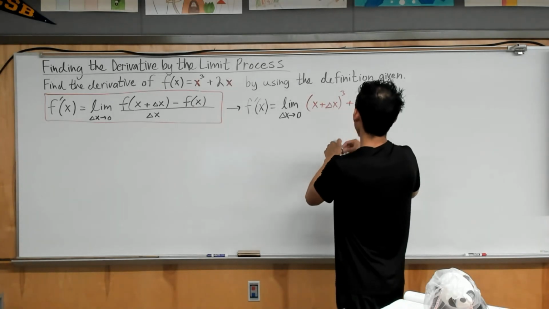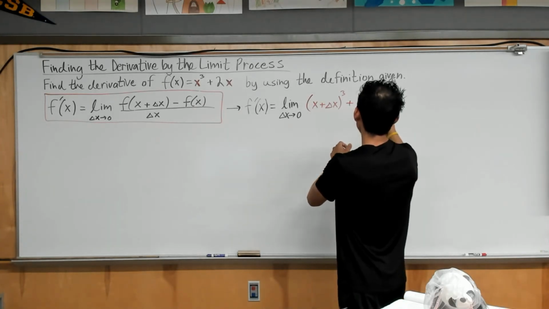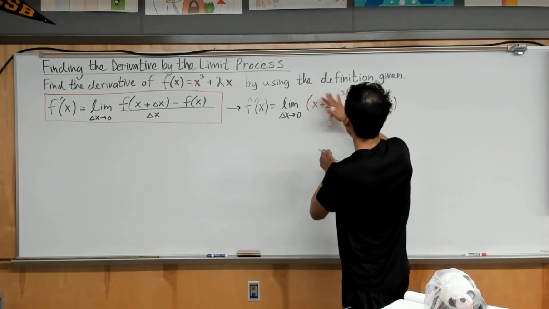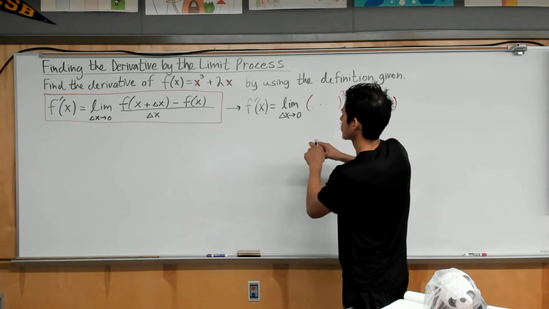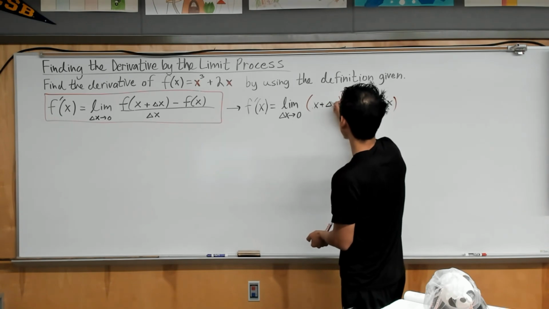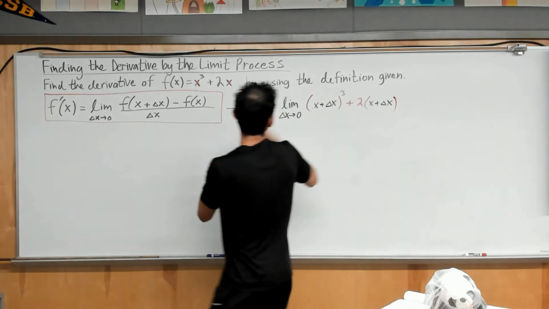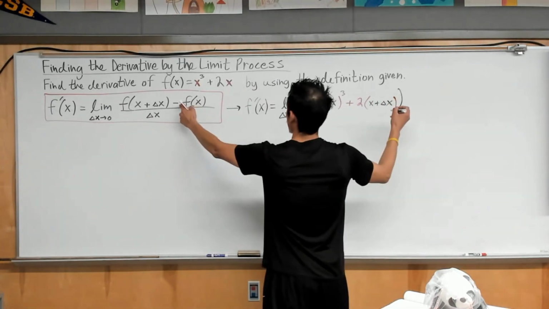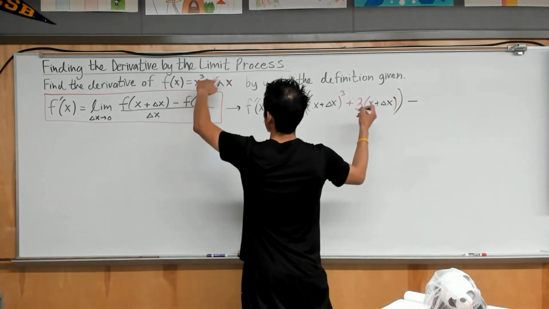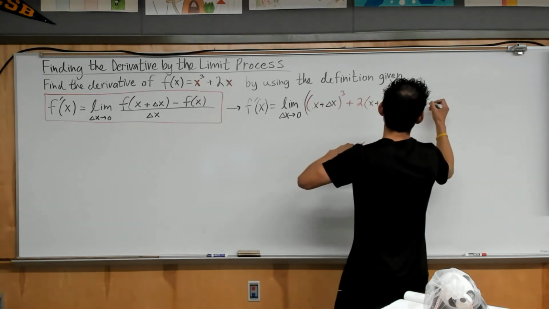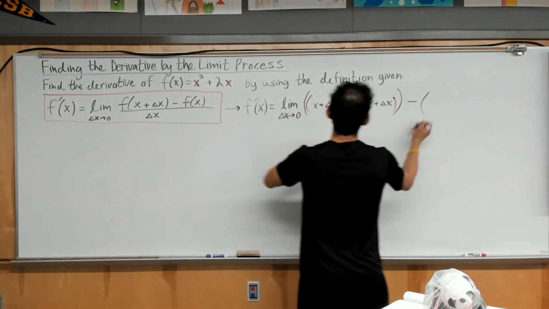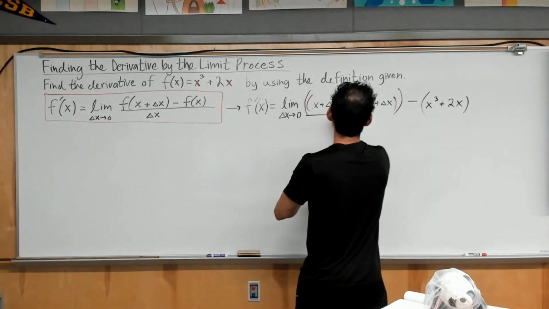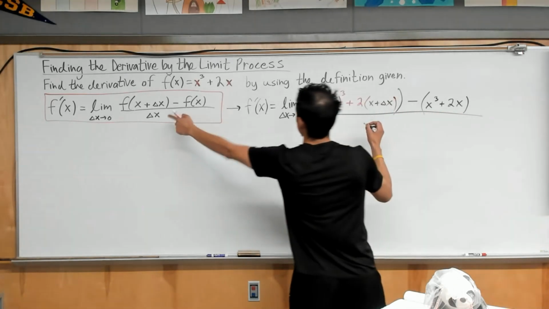Let me make this in a different color. X plus delta x. Now this is just this first part here. From there, you're going to then subtract f of x, or just this whole thing again. So minus x cubed plus 2x, all over delta x.